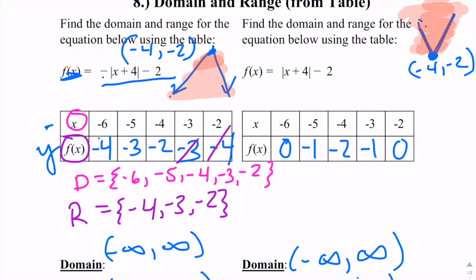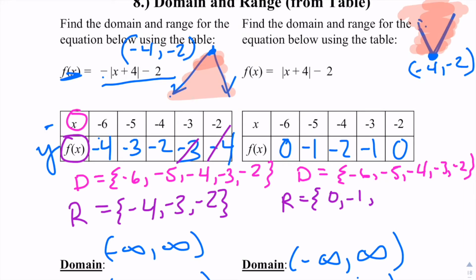Or I can write it in set builder notation to where my domain is equal to -6, -5, -4, -3, -2, and my range is equal to 0, -1, -2. And again, I don't have to do those two.